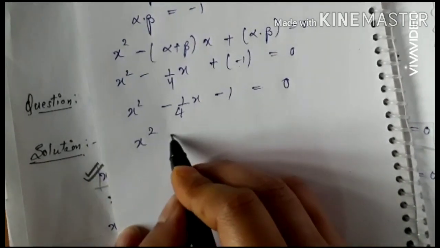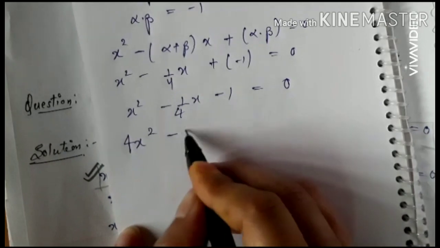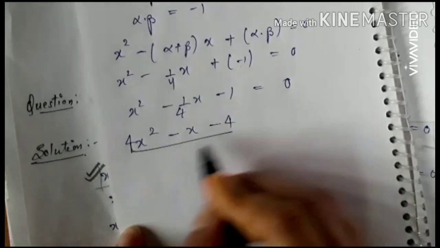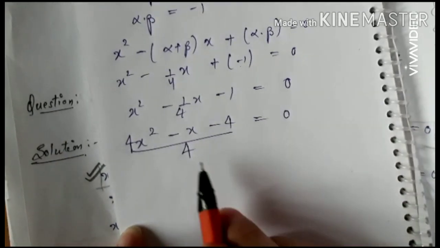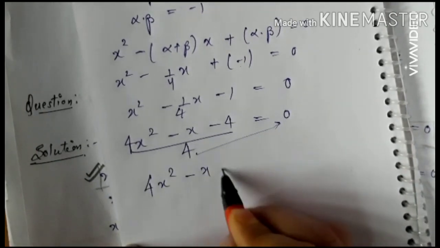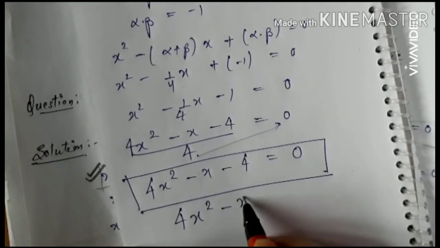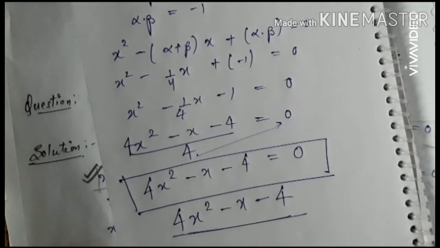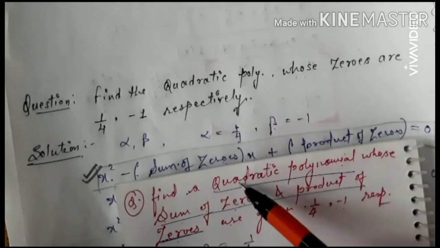It becomes 4x square minus x minus 4 upon 4 equal to 0. This 4 goes on the right hand side and it becomes 4x square minus x minus 4 equal to 0. So this is your quadratic equation. We can write it as 4x square minus x minus 4. This is your quadratic equation. So these are the two different questions.